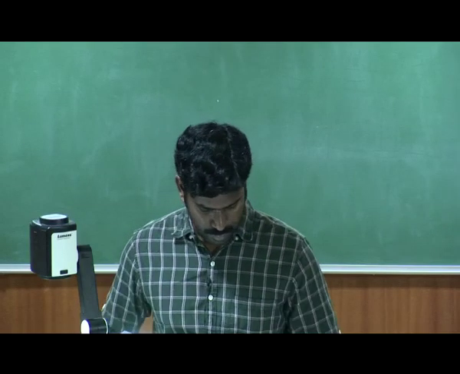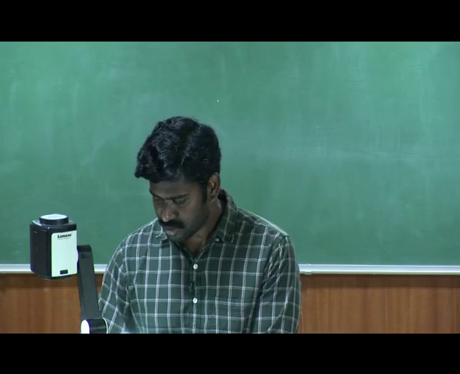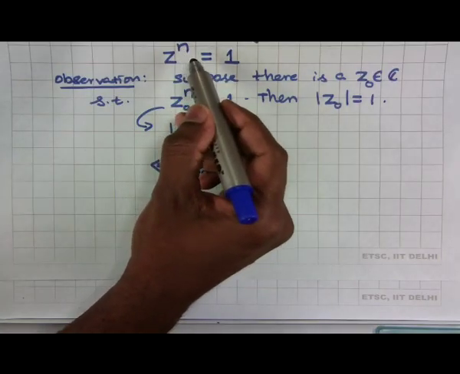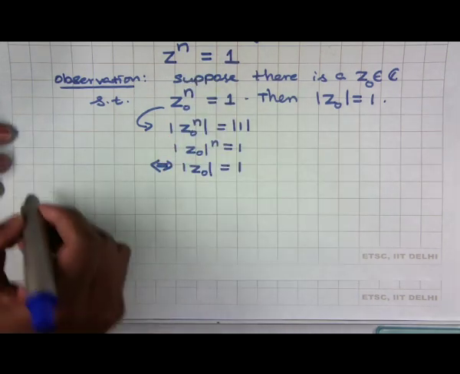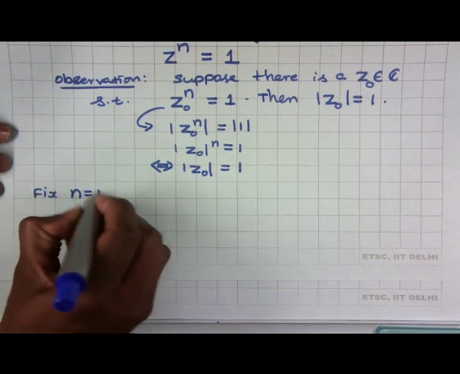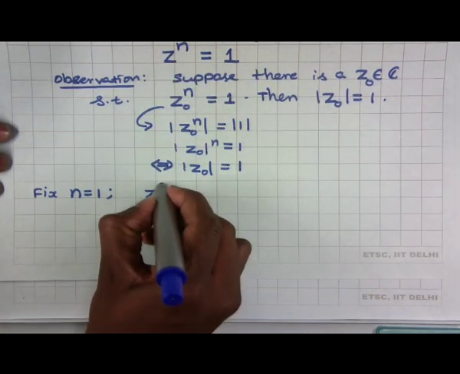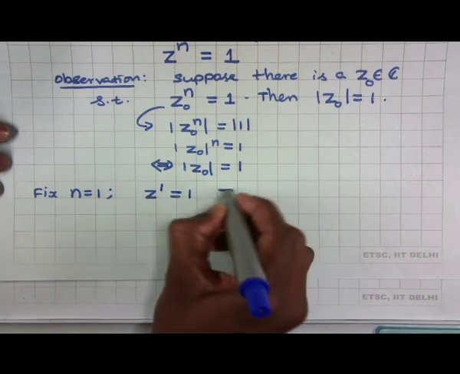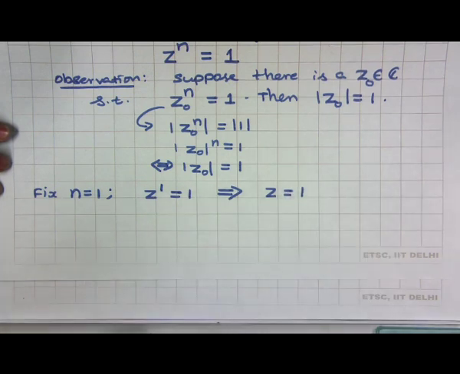Now with this observation let us discuss simple cases, taking n equal to very specific values, and observe which numbers satisfy this equation with a fixed value of n. Let us start with n equal to 1. If n equal to 1, the power is just 1, and this immediately implies it is a single complex number, just 1.